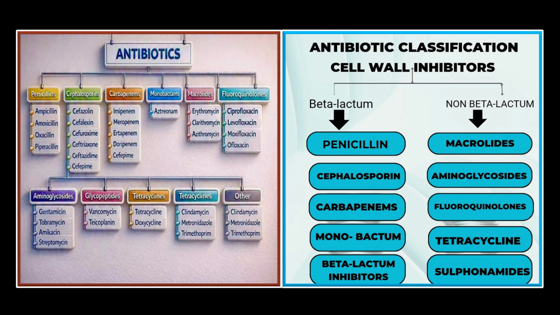Antibiotic classification: cell wall agents, beta-lactams, including penicillin, cephalosporin, carbapenem, and monobactam. Non-beta-lactams: macrolide, aminoglycoside, fluoroquinolone, tetracycline, sulfonamide.